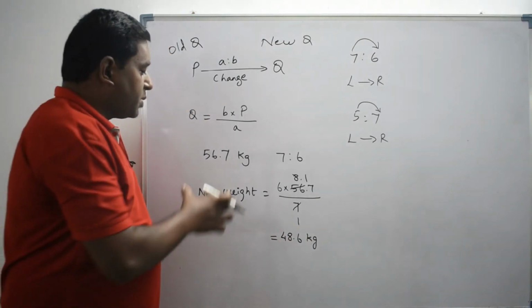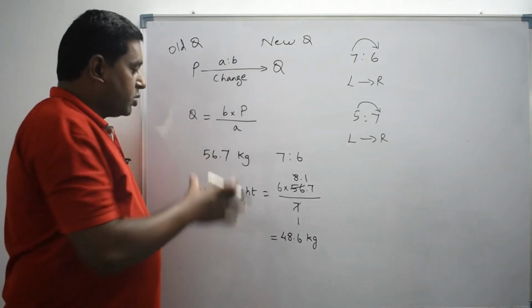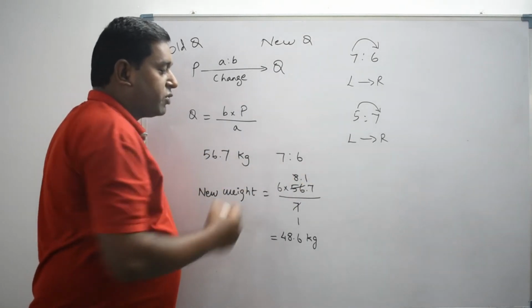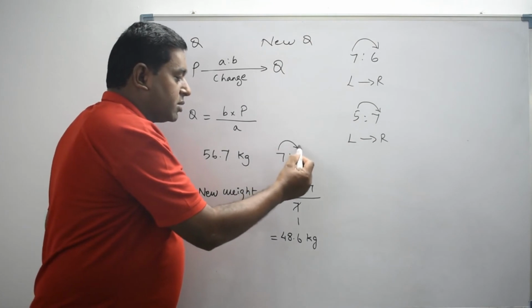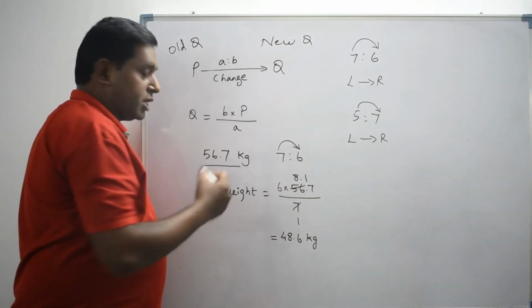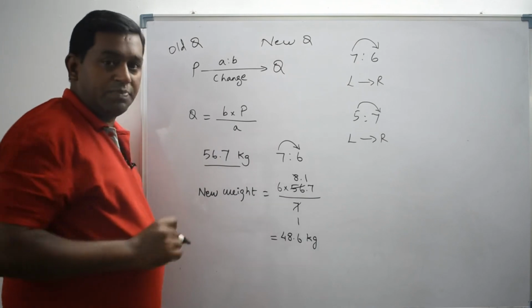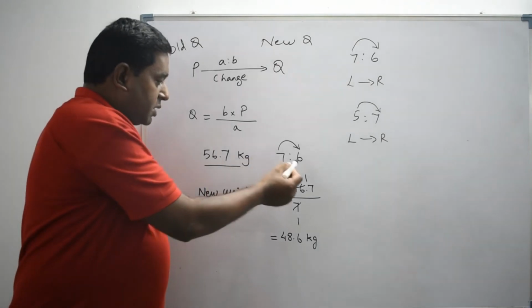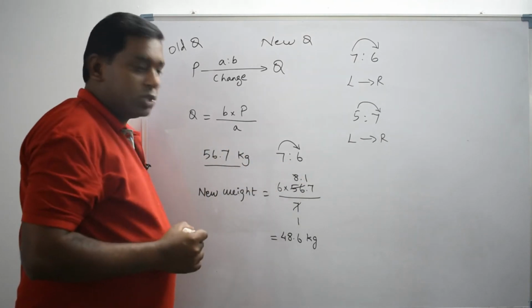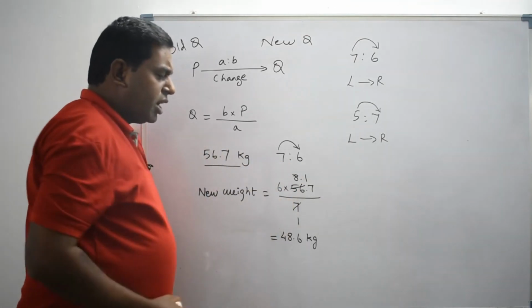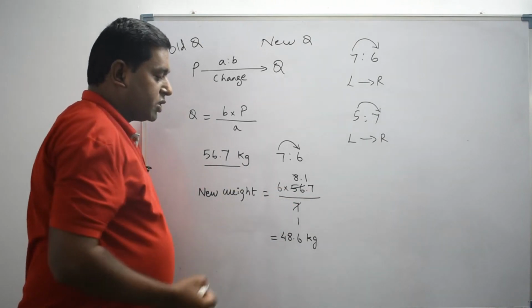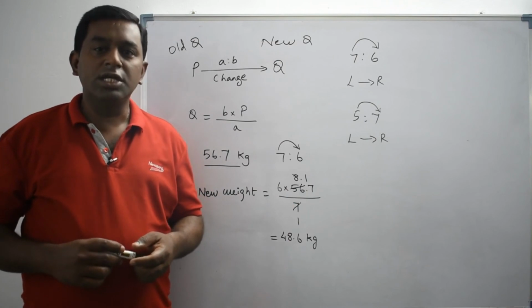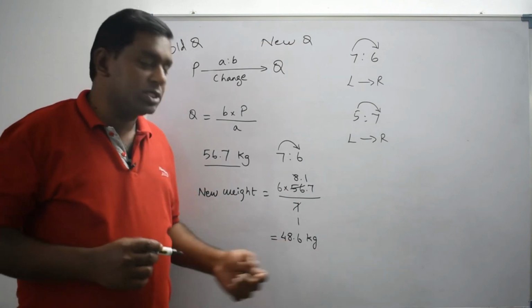So the original weight of the person is 56.7 kilograms. He is going to change his weight in the ratio 7:6. When you look at the ratio from left to right, clearly it's decreasing. So the person is going to reduce his weight from 56.7 kilograms. So to know the new weight after change, I mean after decrease, I multiply the second term of the ratio by the original quantity, and then I divide the product by the first term of the ratio, then I get 48.6 kilograms. So after change, that is after decrease, the new weight of the person will be 48.6 kilograms.